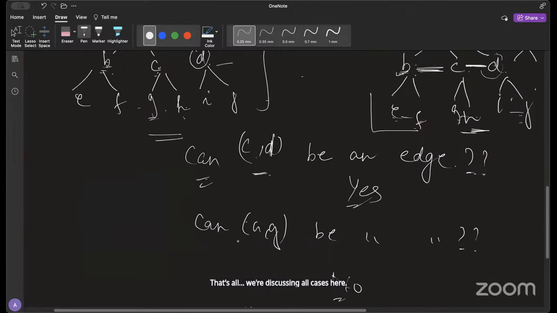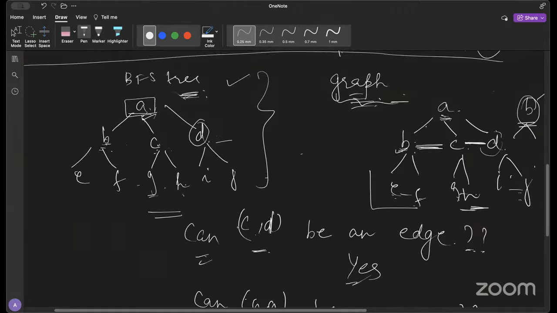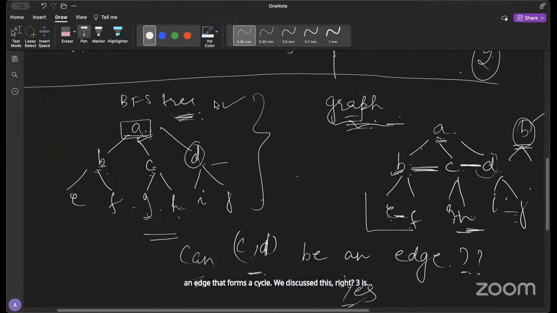Ma'am, if the graph was given and we want to make the BFS tree on the left, can E and F have an edge? If you have been given a tree, then no. If we wanted to make a BFS tree from the graph on the left to the right, E and F can have an edge in the graph. Trees never have an edge that forms a cycle. We discussed this, right? A tree is a maximal connected set.